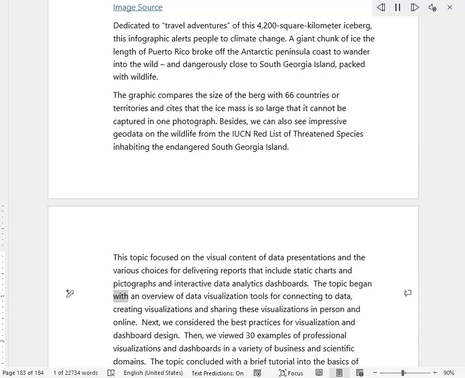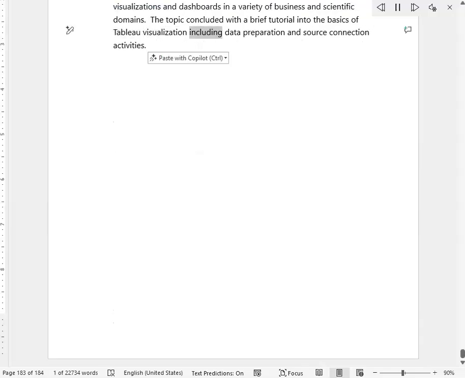The topic began with an overview of data visualization tools for connecting to data, creating visualizations, and sharing these visualizations in person and online. Next, we considered the best practices for visualization and dashboard design. Then, we viewed 30 examples of professional visualizations and dashboards in a variety of business and scientific domains. The topic concluded with a brief tutorial into the basics of Tableau visualization, including data preparation and source connection activities.